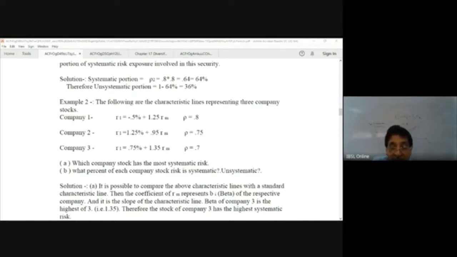So in the same manner, you can get the betas of other companies also. Not only company 2, company 1, company 3. All betas you can get from the equation. Because that is the beta coefficient. So that coefficient is 0.95 for company 2. Right, I think you all can do the other things also.